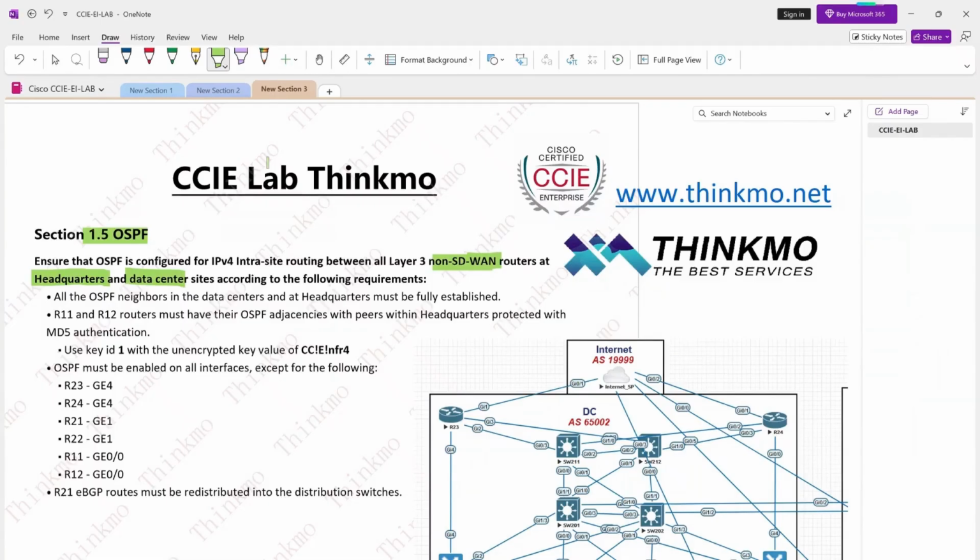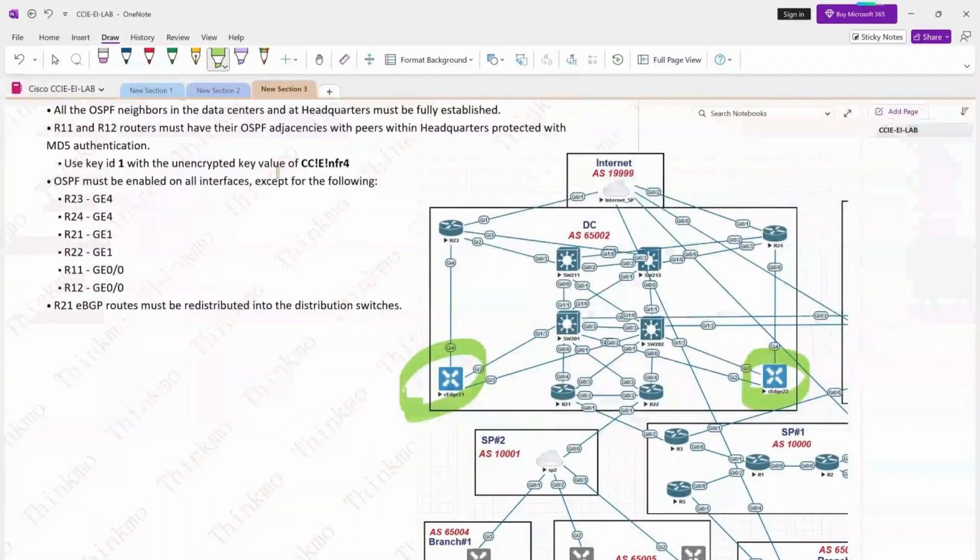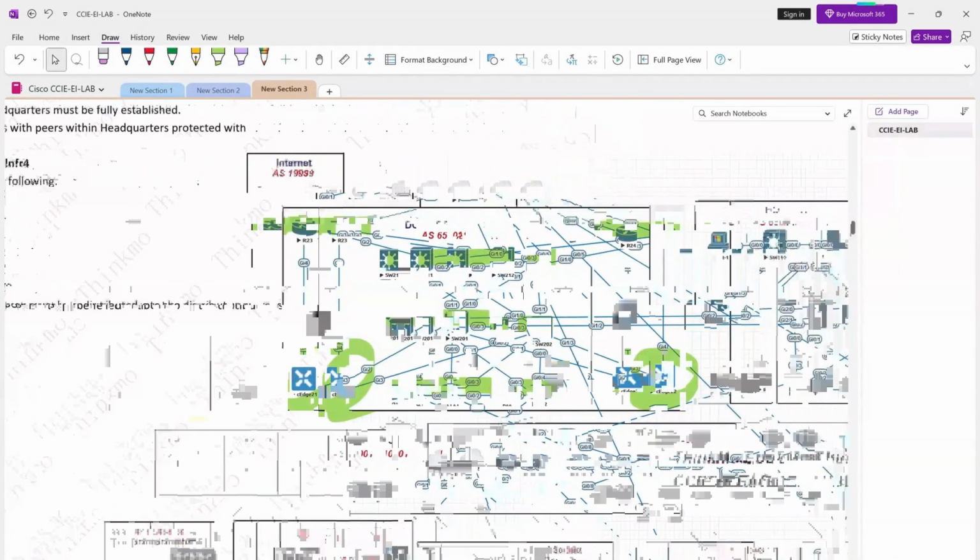So, which devices are considered non-SD-WAN? In other words, only the A device, the edge node device, is an SD-WAN device. All the other devices are not, right? All of them need to be configured with OSPF, devices 23, 24, 21, and 22. All four of these switches need to have the OSPF link configured.